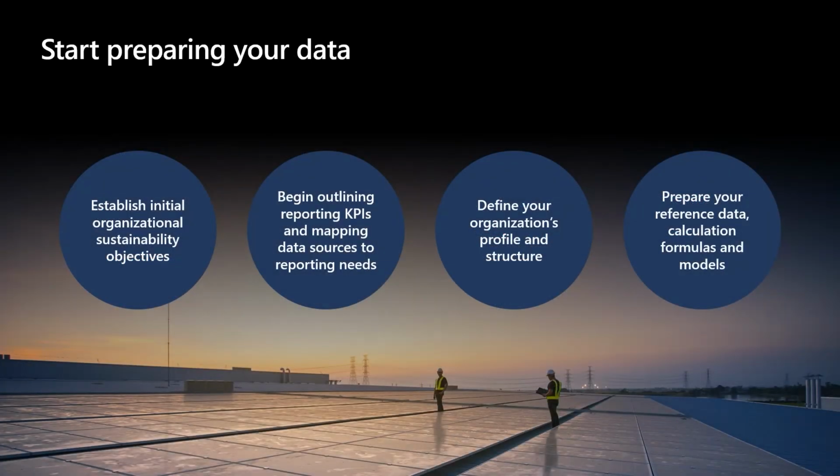Prepare your data. You can get started right now, mapping out your strategy and collecting information and data sources. First, establish and clarify your initial organizational sustainability objectives. What are you focused on tracking and improving first? Outline your reporting metrics and KPIs and identify data sources that will support your reporting needs. Think about regulatory agencies you'll need to report to, through the government or your industry, what kind of information you need to gather, and where it will come from.